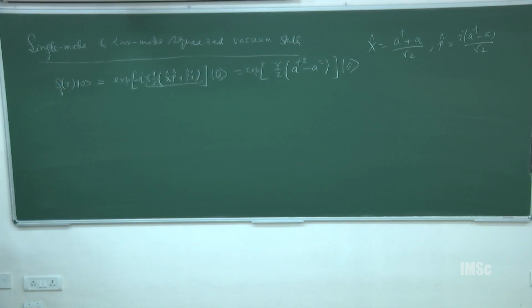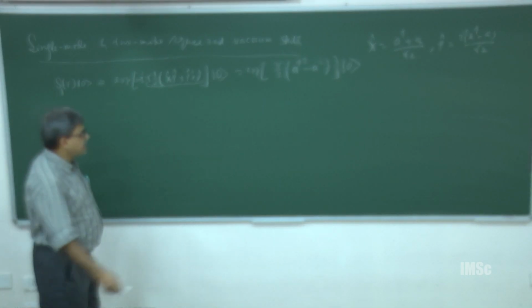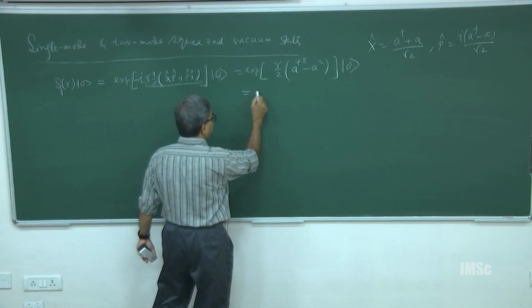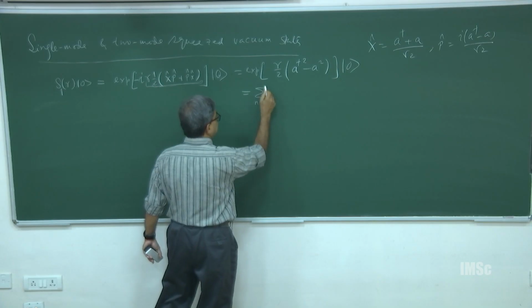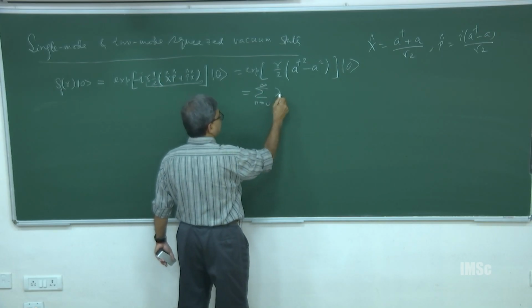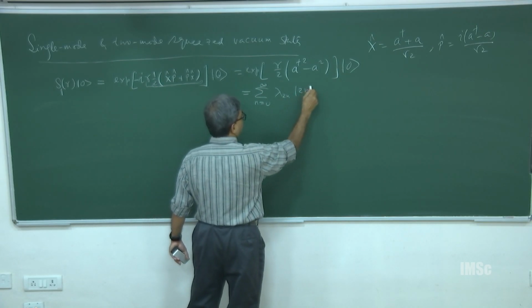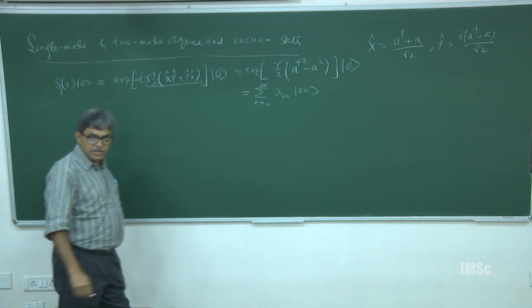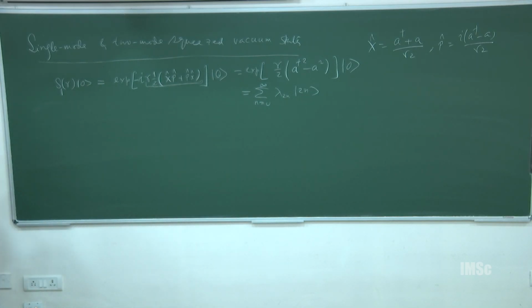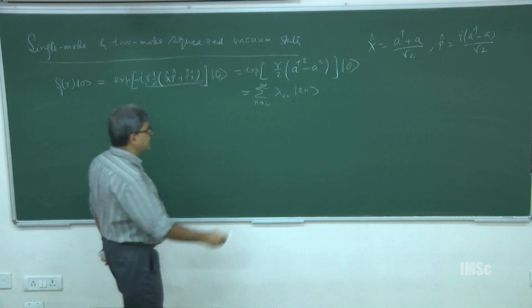So what we want is, as I already discussed, if I want to write down its Fock space representation, it should be something like this, lambda 2n, 2n, because no odd Fock states will appear here, right? So we'll have to figure out these coefficients.